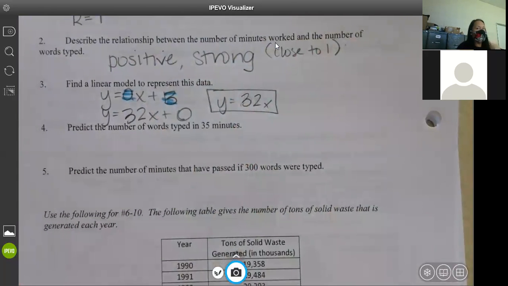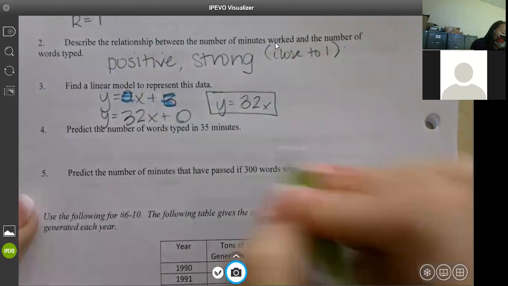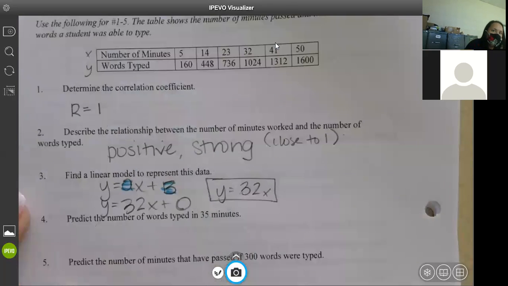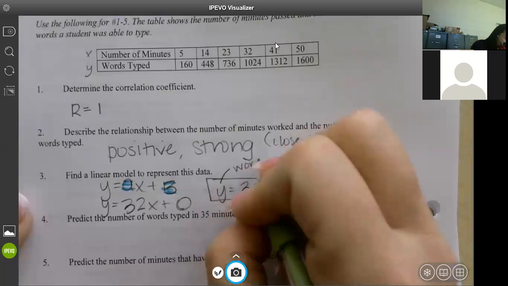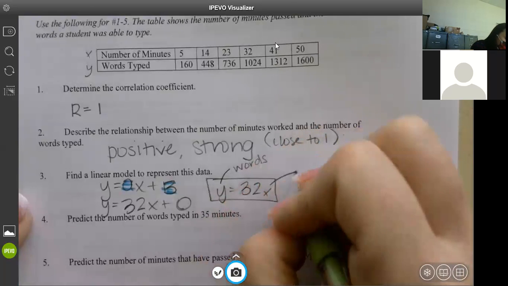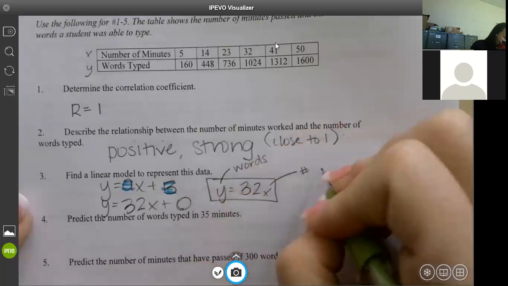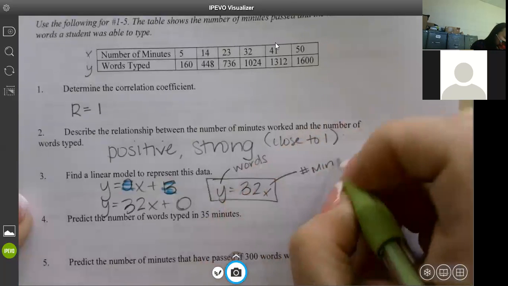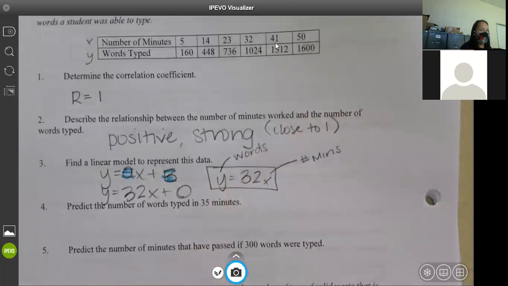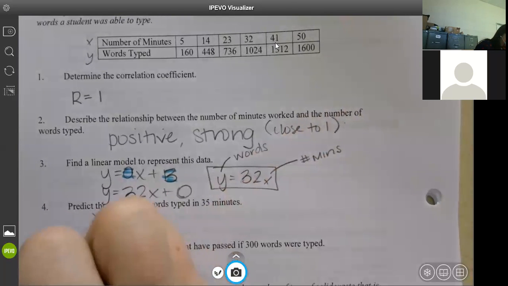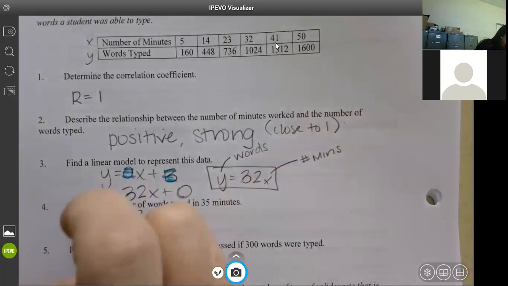It says predict the number of words typed in 35 minutes. So if we look at our equation and we look back at our chart, Y is the words typed, X is the number of minutes. So for the next two problems, you're going to use that equation. So we're going to write it down.